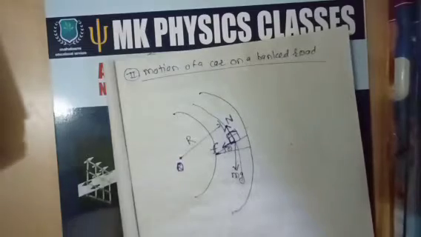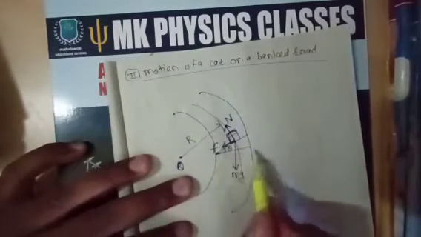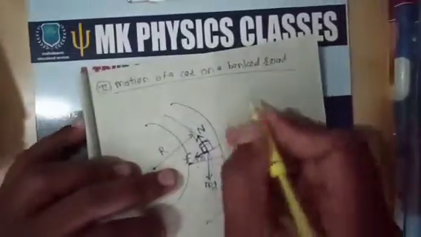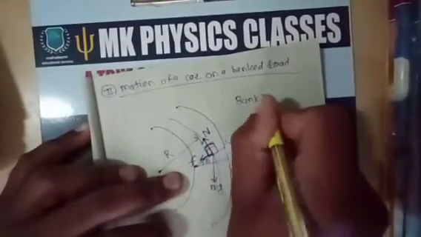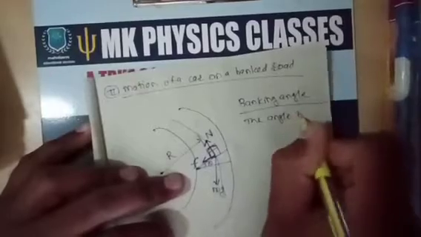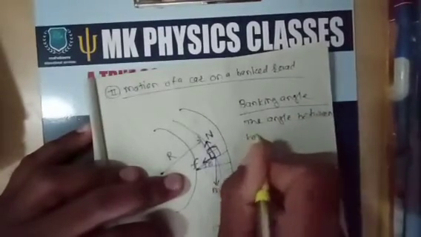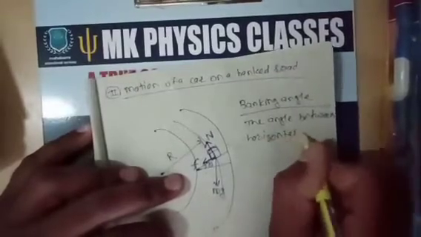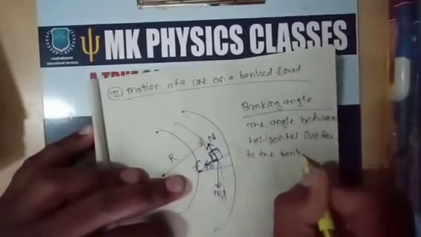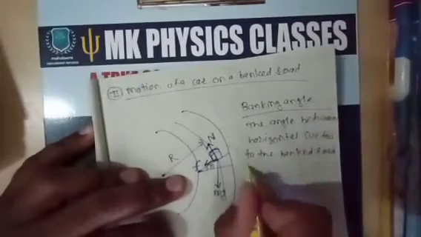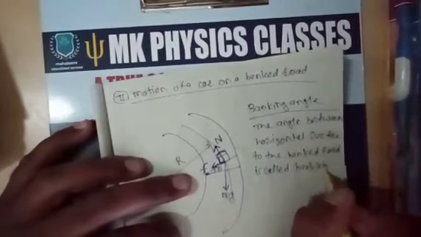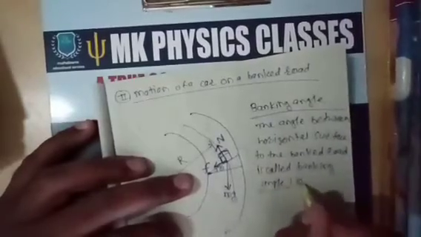What is meant by banking angle? The angle between the horizontal surface and the banked road is called the banking angle. Okay, and this angle is theta.